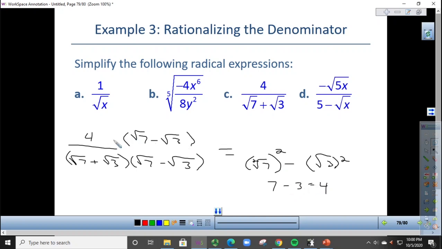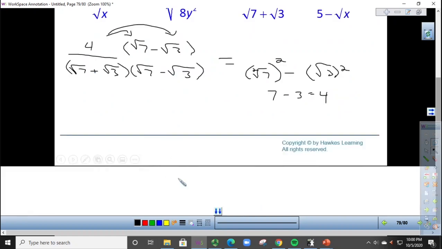So this is just distributing. But I'm not going to distribute the 4 because I have a 4 in the denominator. So right now I have 4 times the square root of 7 minus the square root of 3, and that's all over 4. And I can just cancel my 4's. And my final answer is just the square root of 7 minus the square root of 3. All done.